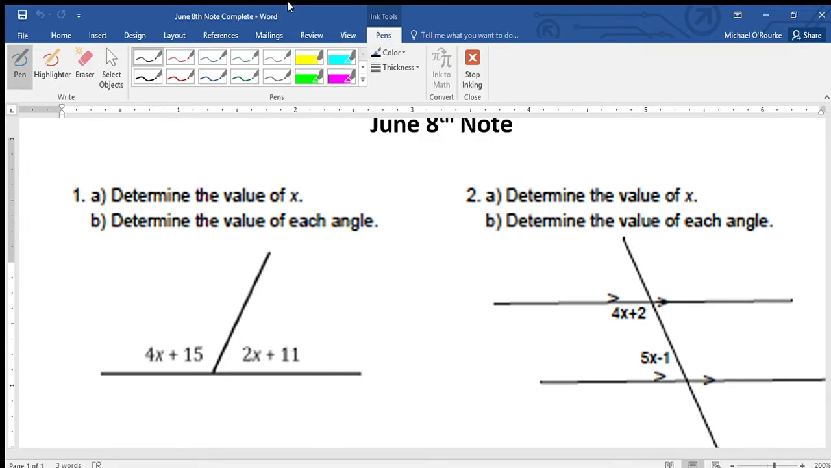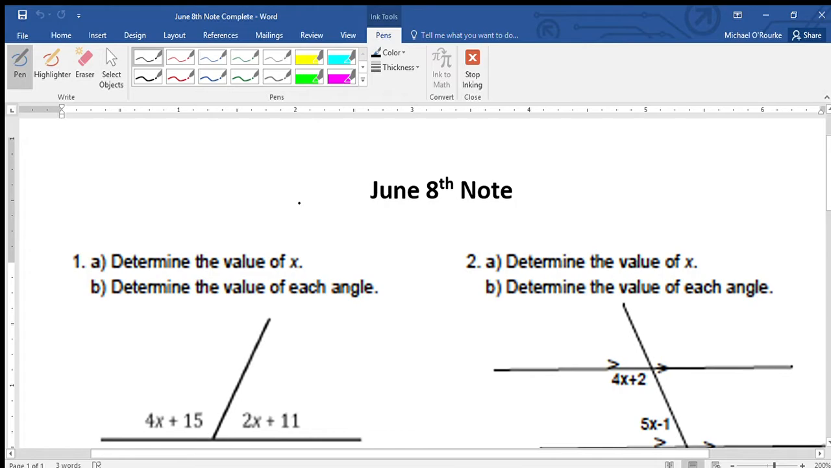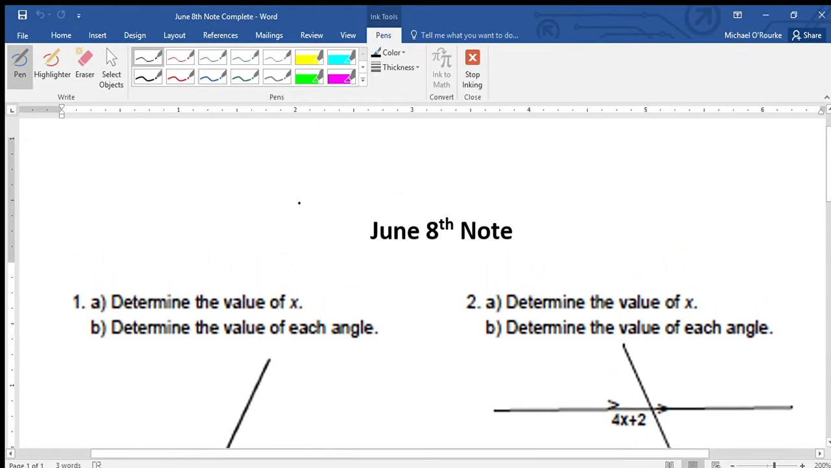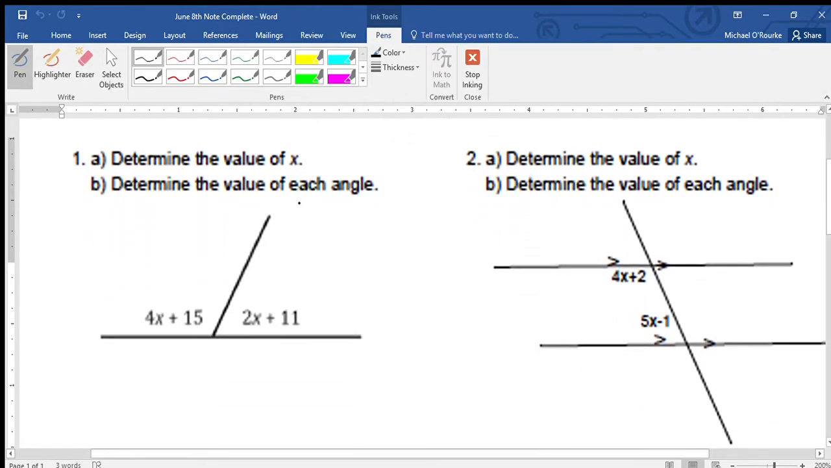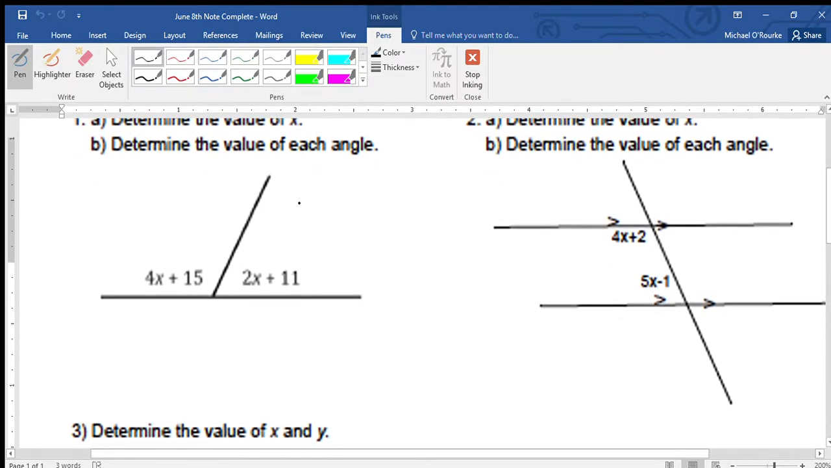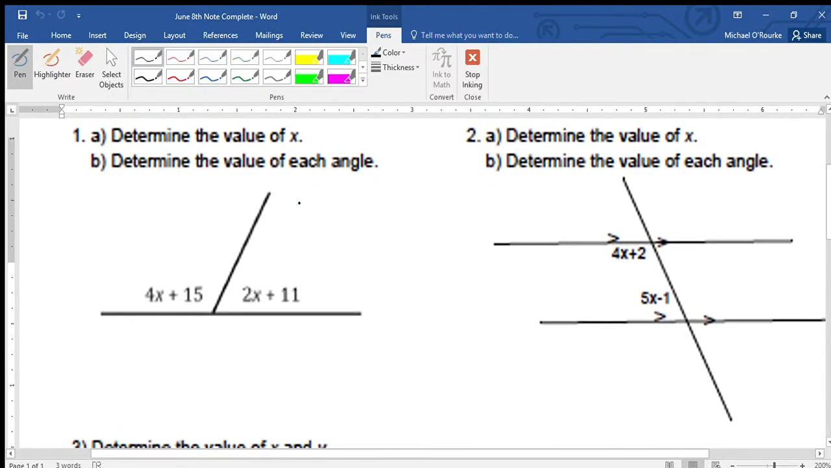Okay, so today we're going to combine the last couple things we've done. We are doing our angles that we learned last week. We're going to add in some variables in here. So it'd be interesting to see how I do here. I didn't leave myself much room to work. We shall see. So the first question here says, determine the value of x.